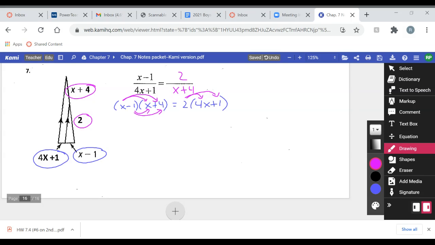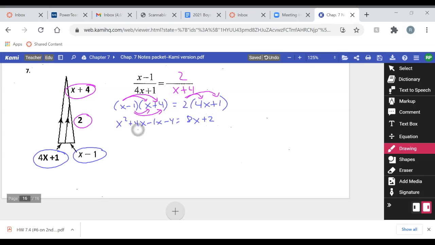So if I get all that taken care of, then x times x is x squared. X times 4 is 4x. Negative 1 times x is negative 1x. And negative 1 times 4 is negative 4. On the right side, I get 8x plus 2. If I go and combine my like terms together here, I get x squared plus 3x minus 4 is equal to 8x plus 2.